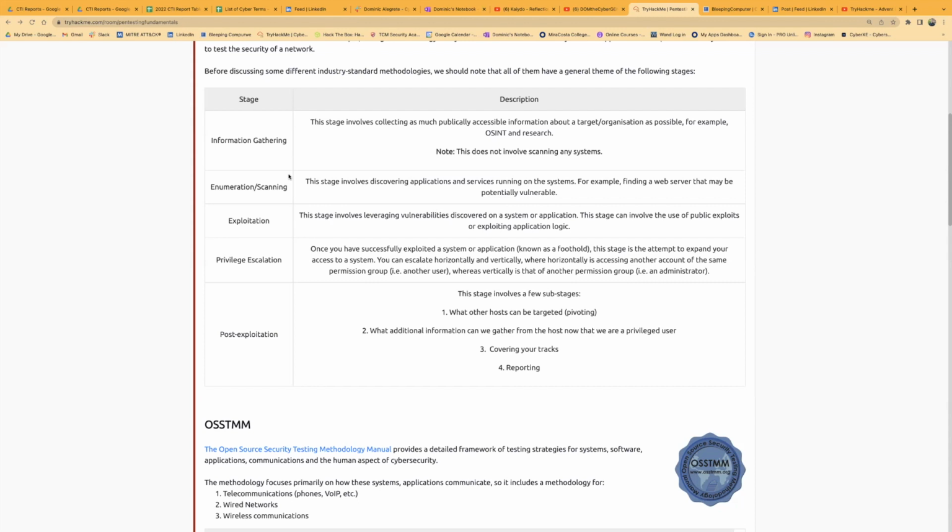The next step is where you're actually on the engagement, right? Or you're scanning now. Enumeration is just another fancy word for scanning the network, so don't let it confuse you. They're the same thing, just a different way to say it. But this is when the penetration tester is going to start discovering applications and services running on the systems, right?